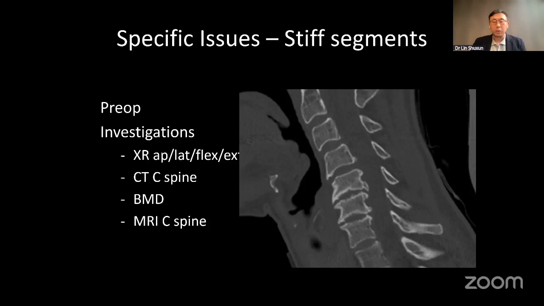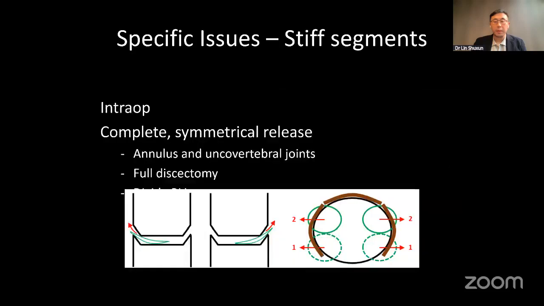Bone density scans are also part of our workup as it gives us an idea of how much stress the end plates can take during distraction or how firm a hold the Caspar pins will have in the bone. Intra-op, we will have to remobilize the stiff segments.